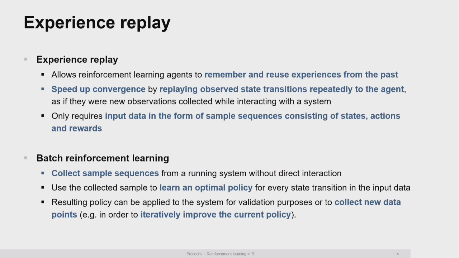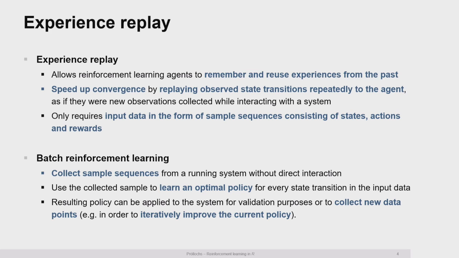So there are two more terms that are relevant for the package, which come in the next part. First is experience replay, which basically allows reinforcement learning agents to remember and reuse experiences from the past. This can speed up convergence because the observed state transition tuples are repeatedly played to the agent. For example, if you have some states that are visited only rarely, you can overcome this using experience replay, because you replay the same transitions multiple times to the agent.